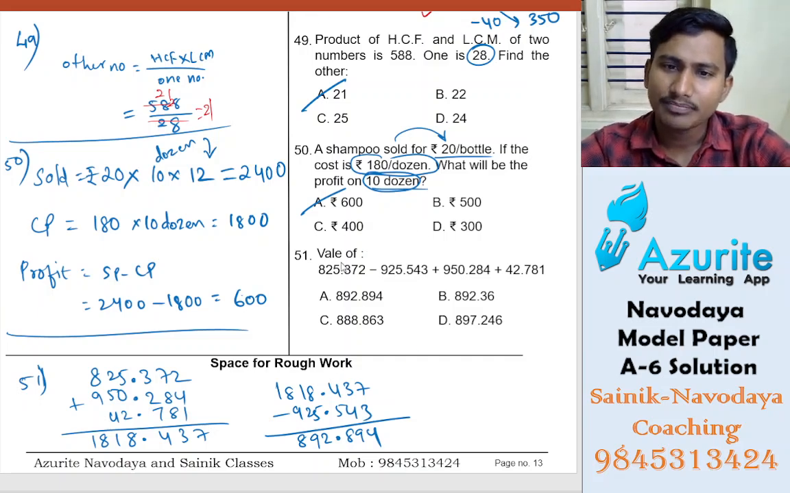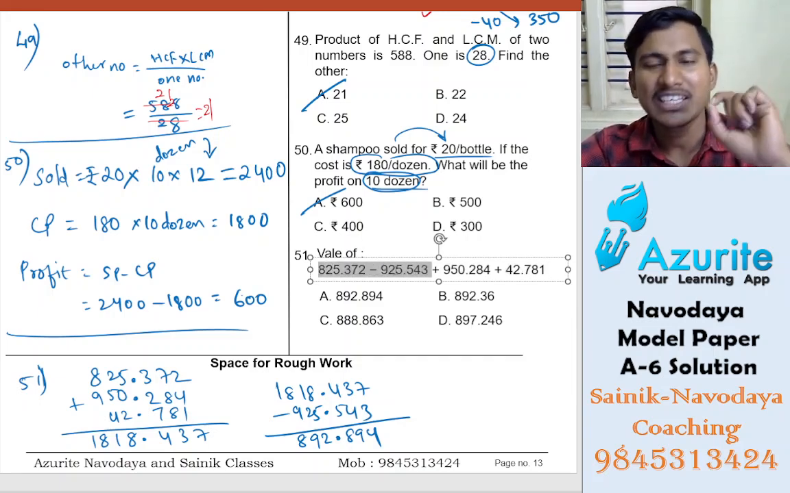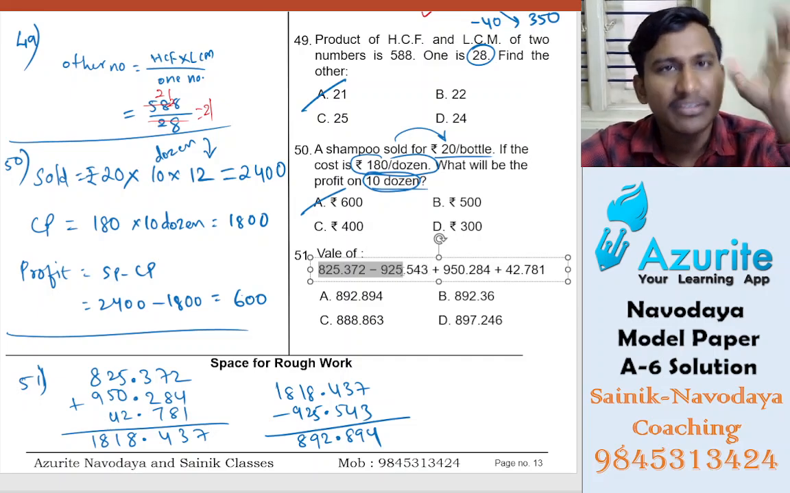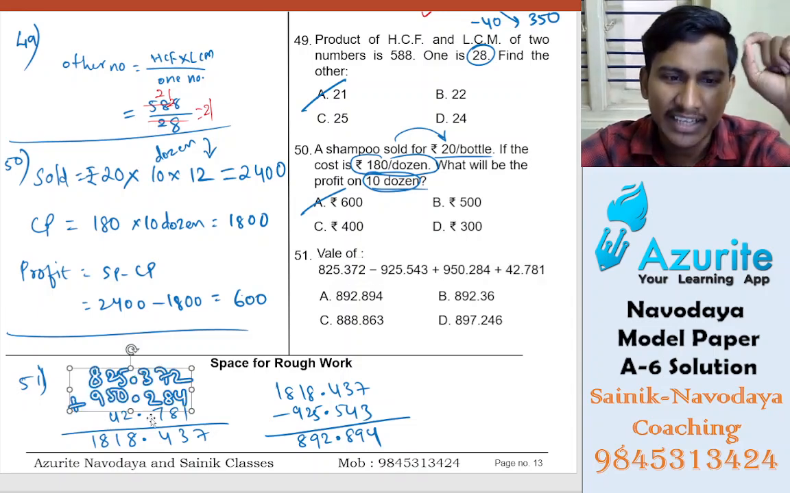What is the question? 825.372 minus 925.543 plus 950 plus 42 point something. So here first we cannot do minus. 825 minus 925 would be difficult. It will come in minus. So what we will do, we will first add. So 825 plus 950 point something, 942. We will first add them all.